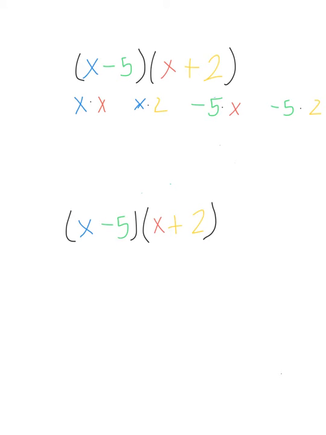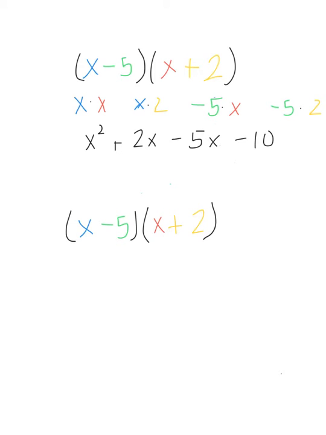Okay, x times x is x squared. X times 2 is 2x. Negative 5 times x is negative 5x. And negative 5 times 2 is negative 10. Right now we have 4 terms.